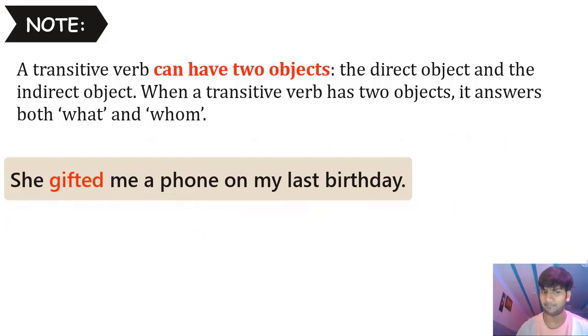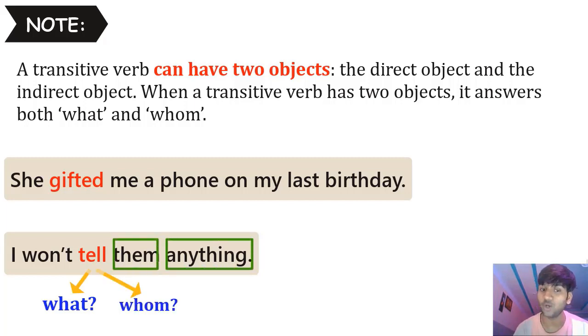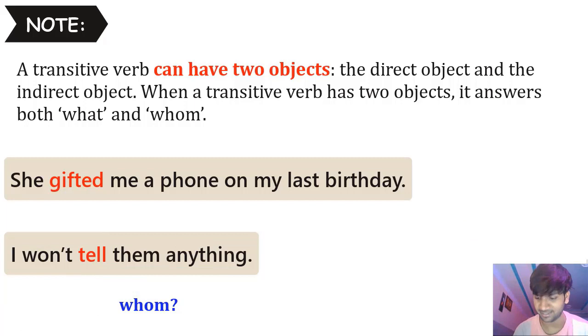Okay. Another example. I won't tell them anything. I won't tell. Tell what? Anything. Whom? Them. I will not tell them, indirect object, anything. What will I not tell? Anything. Whom will I not tell anything? That's them, right? I won't tell them anything.